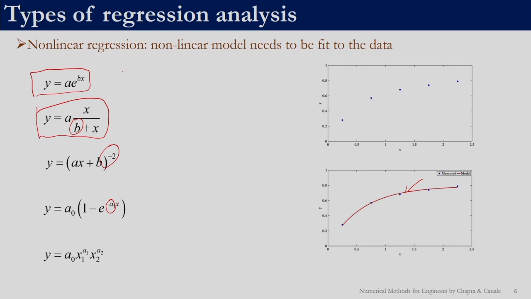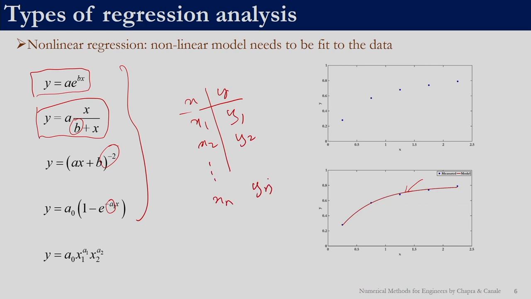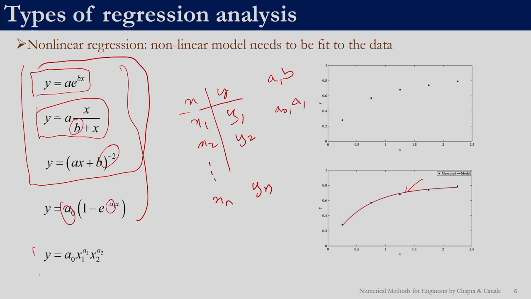All these first four models have only one independent variable, right? So x versus y is known: x1, y1, x2, y2, all the way up to xn, yn, all the data points are known. The task is to find out the coefficients a to b in the first three models. In the fourth model, we are interested in finding a0 and a1, right? And for this particular model, we have two independent variables, just like in linear regression, where we had multiple independent variables.